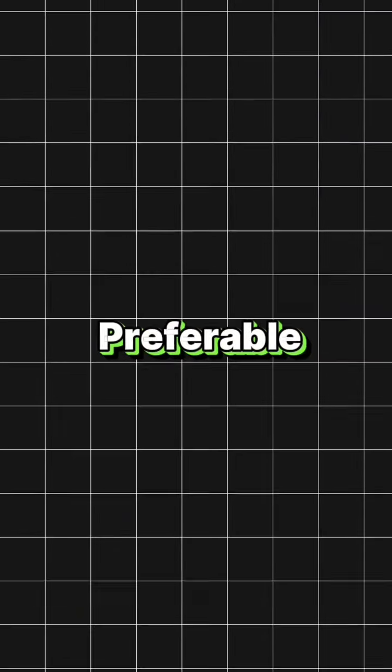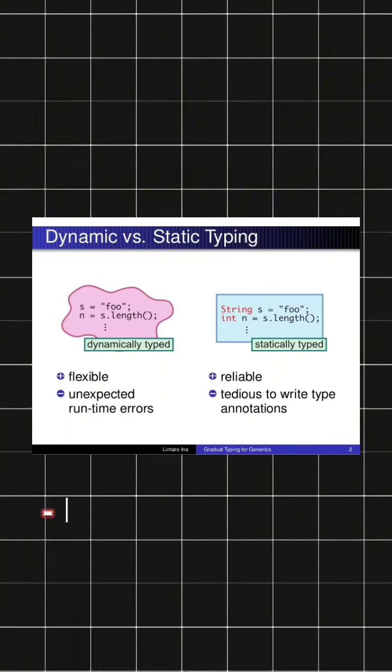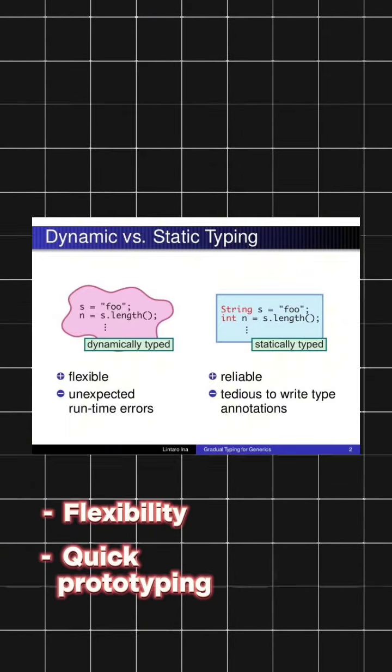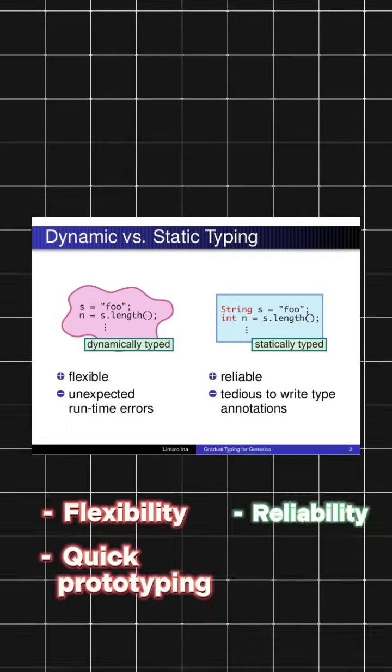So which is preferable? Dynamic type languages provide flexibility and quick prototyping, whereas static type languages provide reliability and speed.